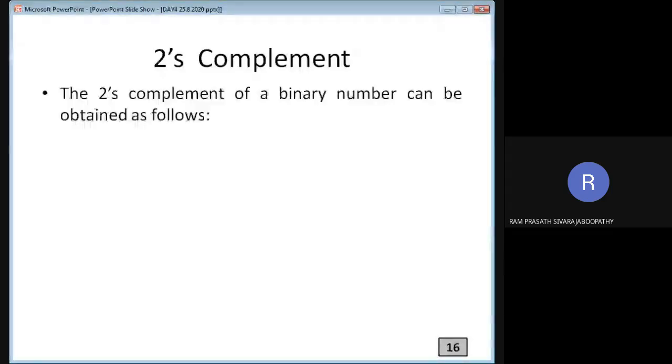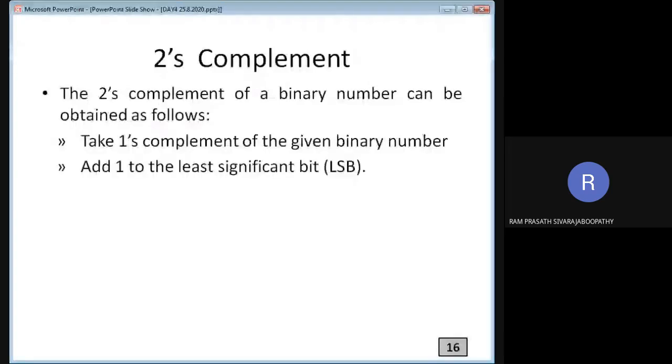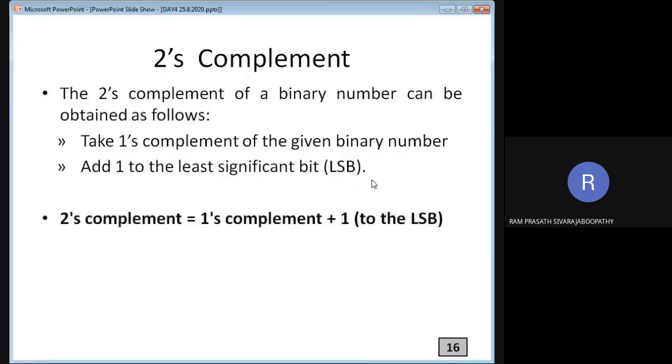The ones complement of the number to the LSB. Please make a note of it. The 1 must be added to the least significant bit. Rightmost bit, we have to add with it. That's the meaning for that. So 2's complement is equal to 1's complement of the number plus 1 to the LSB.